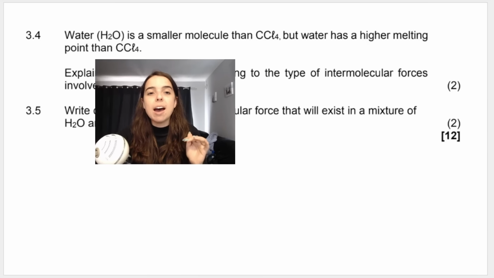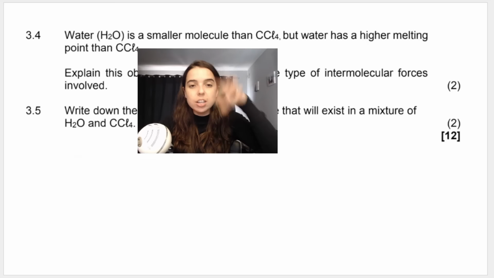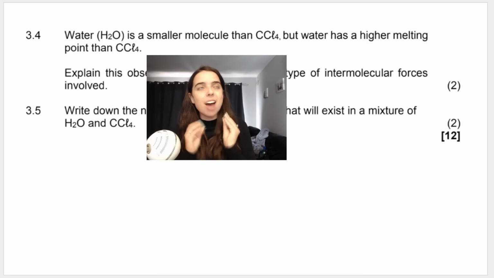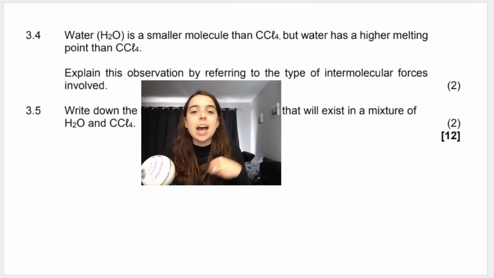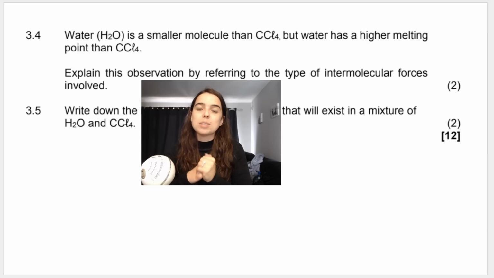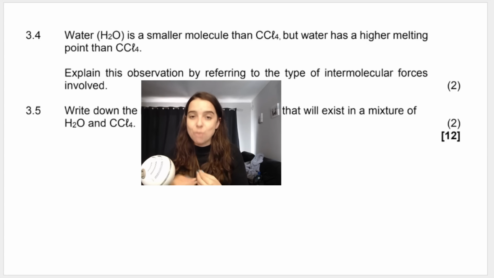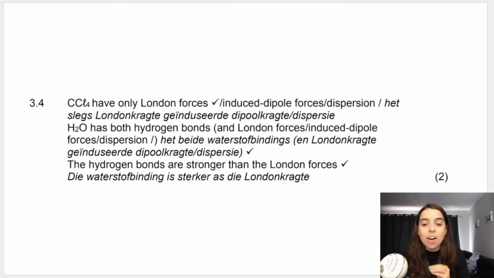And it's because we have oxygen bonded to hydrogen. So it's called hydrogen bonding. And hydrogen bonding is the strongest intermolecular force. So that is why, even though it's a smaller molecule, it has stronger intermolecular forces because hydrogen bonding is stronger than London forces. So this is how you'll answer the question.